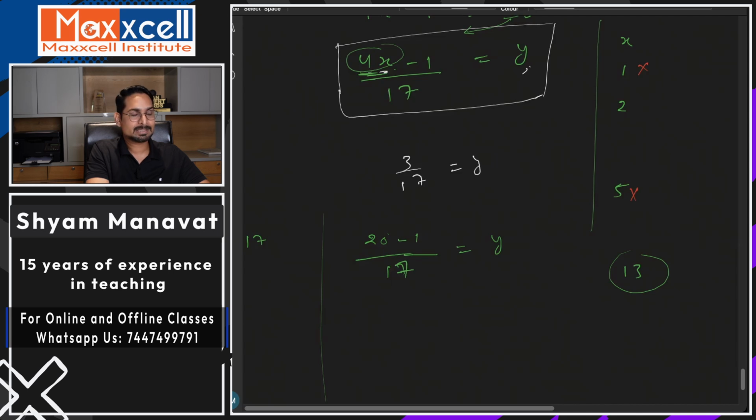18, because 18 minus 1 will give you 17. Are you getting this? 4x minus 1, if you want 17, then 4x has to be 18. And 18 is not a multiple of 4. So that's not going to work.